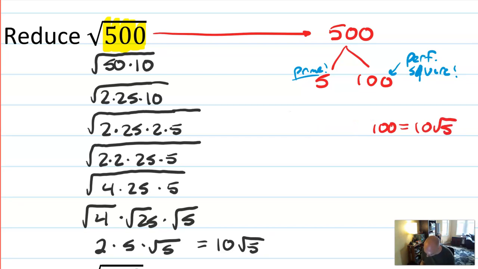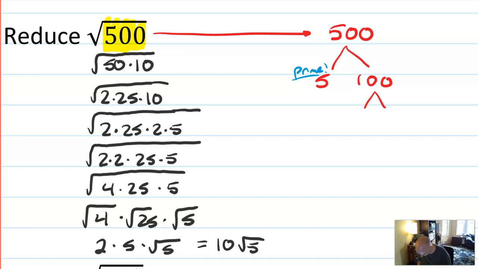But you can also keep going. Say, oh, I forgot 100 is a perfect square. It's been a really long day, guys. I don't know my perfect squares. 100, that's 10 times 10, that's 2 times 5 times 2 times 5. If you get all the way down to all the prime factors in your factor tree, what you can do is look for pairs.